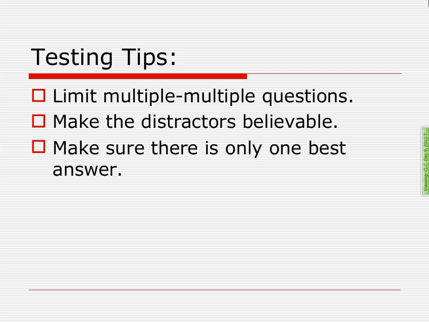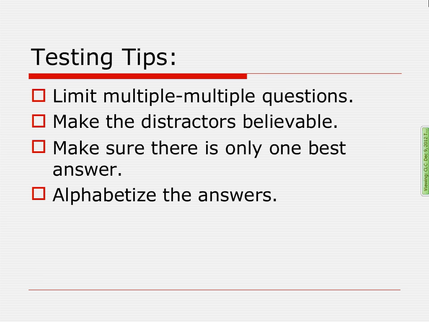Make sure that there's only one best answer, otherwise you will have people challenging your test. And alphabetizing the answers. To me, that's a very simple thing to do to prevent C from always being the right answer. We get into a pattern where maybe the students pick it up. It's like, oh, wow, did you notice that every answer was C? Well, if you alphabetize the answers, you will at least be paying attention to that idea, and it can't turn out to be the same answer every time. So alphabetizing to me is a good idea.